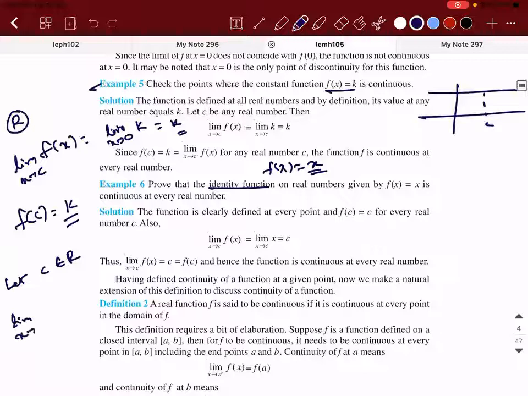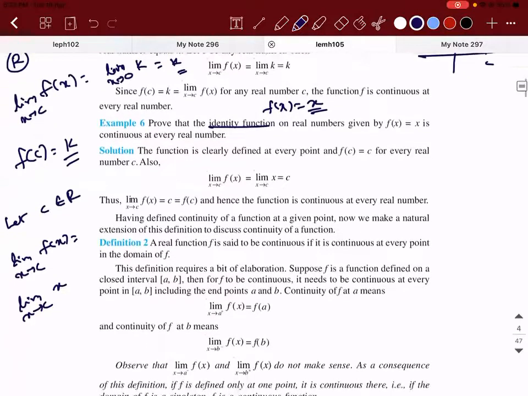Limit x tends to c, f of x is equal to limit x tends to c, x. Correct? f of x is x. So when you substitute the value, it comes out to be c. What is f of c? c. So since the limit value is equal to the function value, you can say that the given function is continuous for all the values in the domain. Okay. So that's the meaning.